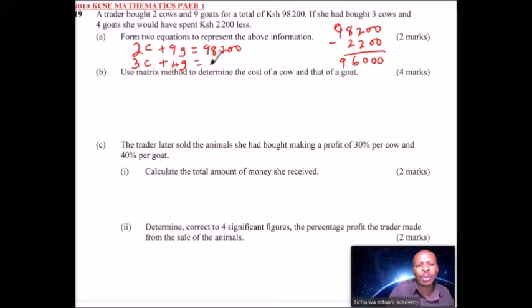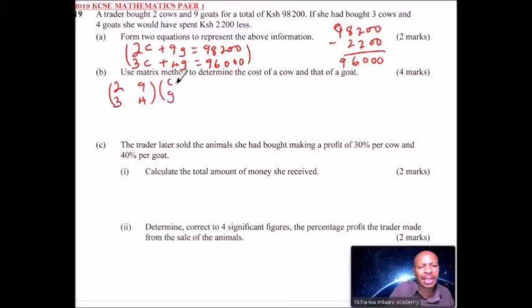The expenditure would have been 96,000. So that's how you form the two equations. Part B, we use the matrix method to determine the cost of a cow and a goat. In Form 3, you were taught how to form a matrix using linear equations. So here, using these two, we can form the matrix that is 2, 9, 3, 4. That's the matrix for the linear equation.